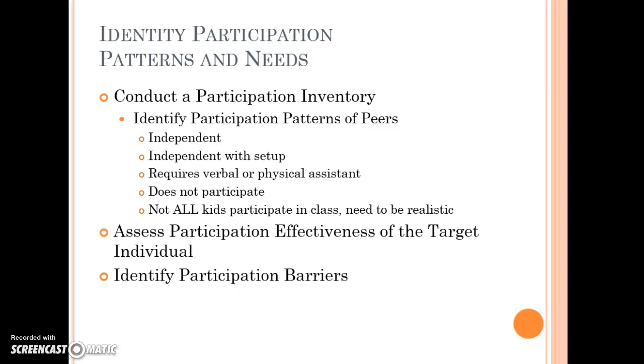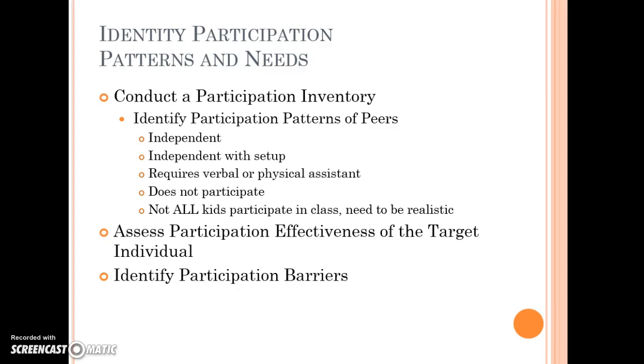Think also about the students that are not participating. You need to be realistic when you're looking at the participation of the peers. You don't have to hold your student to be the one who talks the most or the one who shares the most during class. Take an average of what the other students in the classroom are doing and make sure that your client is able to do those things as well.